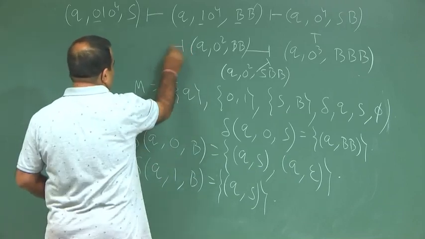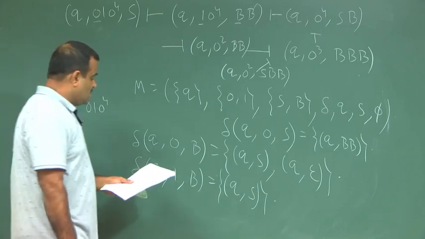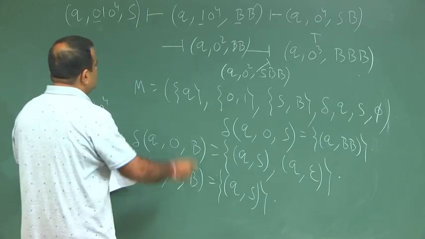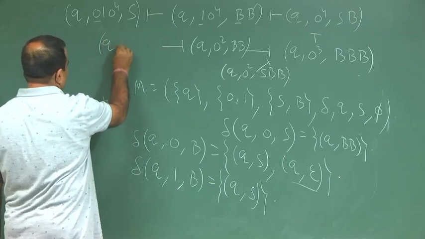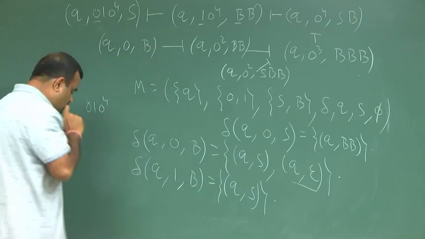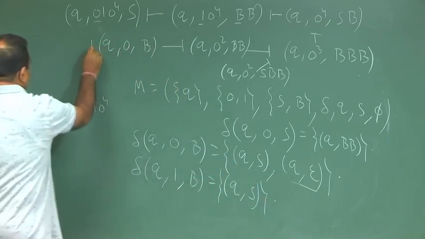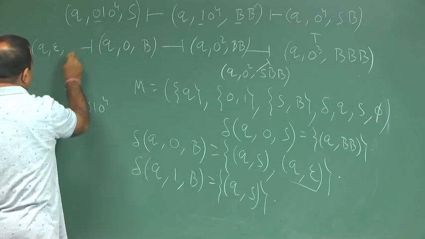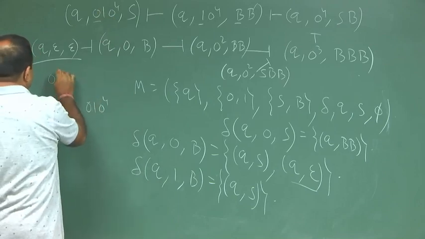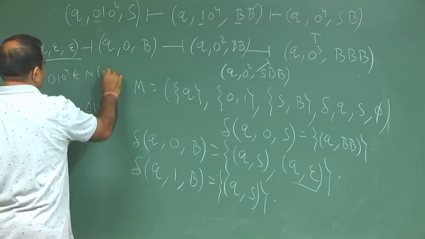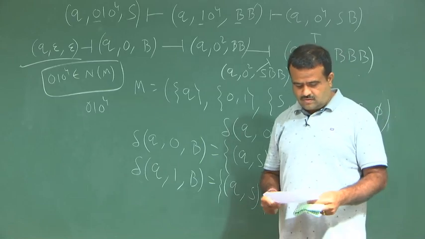Now, let us follow this path. We need to converge in at least one path, then that will work. So, this will be like this. So, this is again Q 0 B, we can take this rule. So, this will be Q 0 1 B will be this erase, then again we can take this rule Q 0 B. So, it will be Q epsilon epsilon. That means, this is accepted, 0 1 0 to the power 4 belongs to N(M). Okay. So, this is the construction for this.